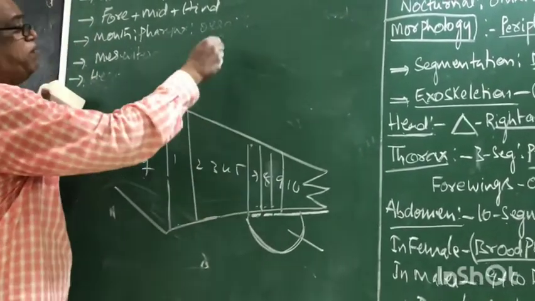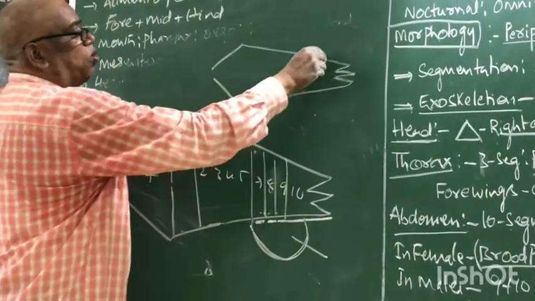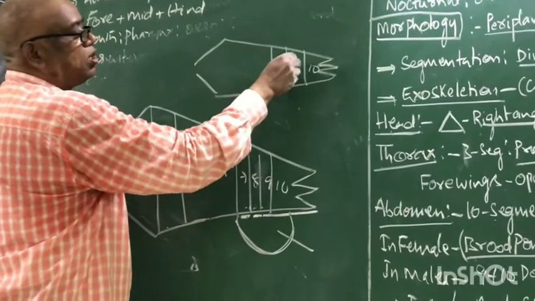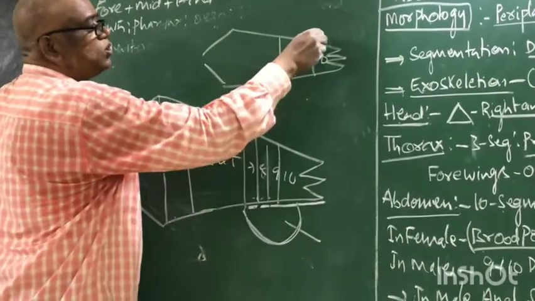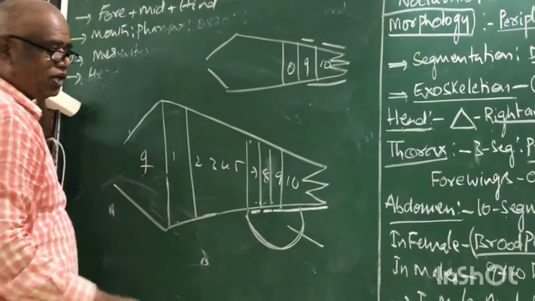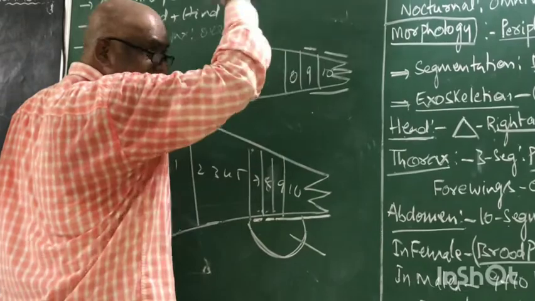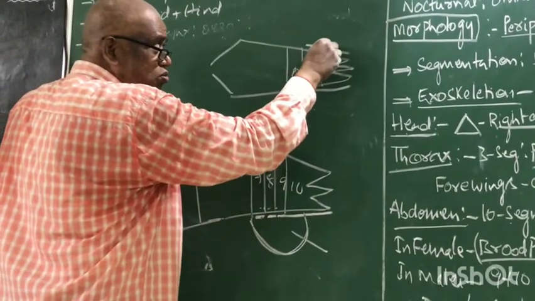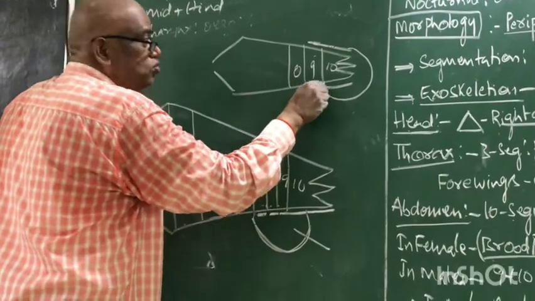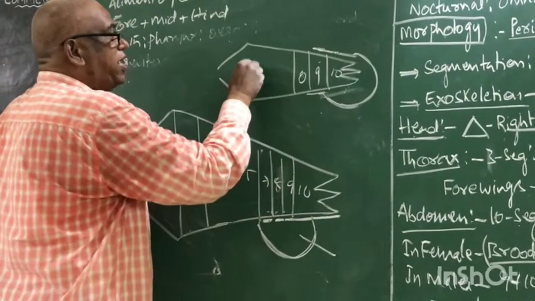Now come to the males. Now it is the 10th, 9th, 8th. What is this? Sternum. This is also sternum. See, the 9th and 10th sterna in the embryonic stage are together, extended, and fused with the 9th. That means a box is also there in males.